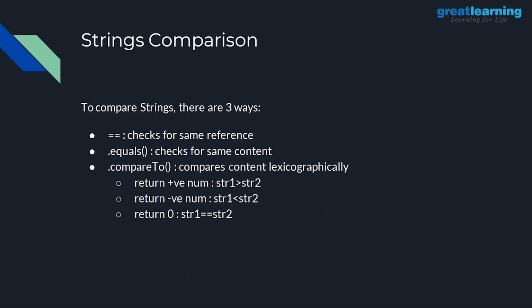Now, string comparisons. If we want to compare two strings, there are three ways to do it. The first is the double equal to sign, which checks for the same reference. If both references are the same, it gives a true output. Then there is a method with which we can check if the content is the same, that is dot equals. The final one is compareTo. It compares content lexicographically, I mean alphabetically. If the number is positive, then string 1 is greater. If the number is negative, string 1 is lesser than string 2. And if it gives 0, then both strings are equal. So these are some comparison methods in strings.